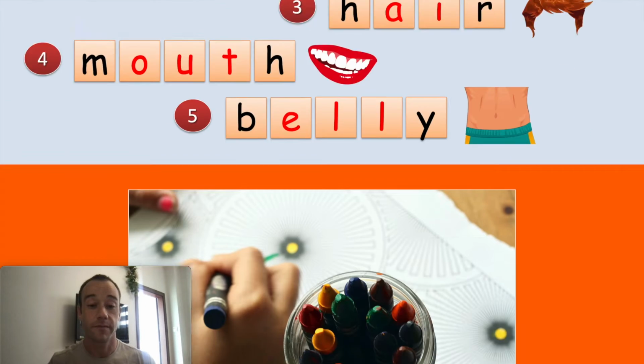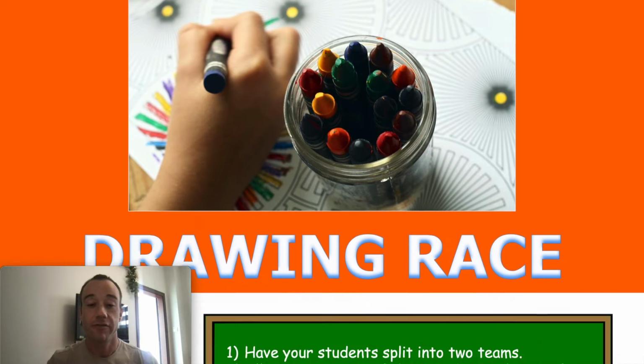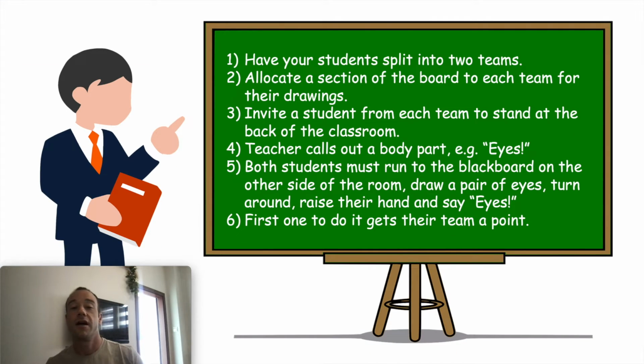Okay, now we have a drawing race. This is really fun. So you can split the class into teams if you haven't already, and then obviously get the board ready. You bring up 1 student from each team, have them stand at the back of the class, and then you call out one of the words, okay?